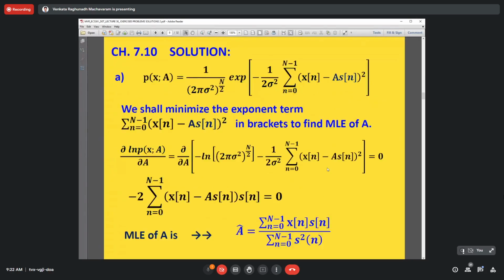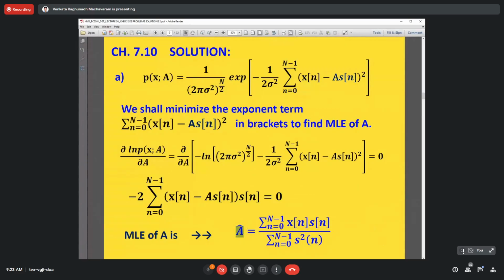Same as the CRLB extension, we have the exponent 1 by 2 sigma square times the sum of (x[n] minus A s[n]) square. So minimize the exponent term, the sum of (x[n] minus A s[n]) square, to find the maximum likelihood estimate. We take the differential, make it equal to 0, solve it and find the optimum A. So that is what is done here. So A hat will be the sum of x[n] s[n] divided by the sum of s square[n]. So this is the maximum likelihood estimate.